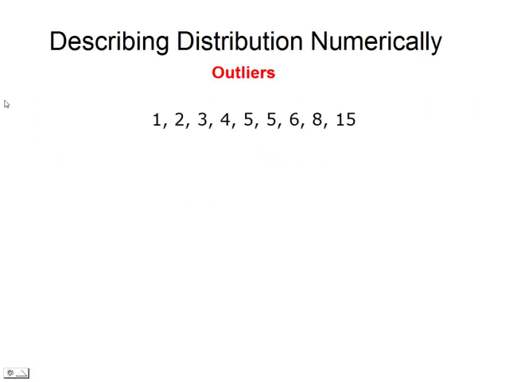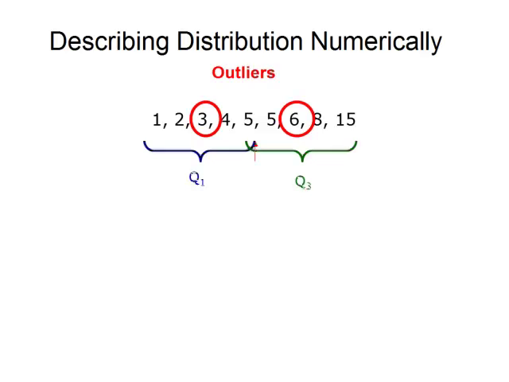Let's take the following data to determine if we have any outliers. The data is already in ascending order, so what we're going to do is find Q3 and Q1. So Q1 turns out to be 3, Q3 turns out to be 6. So what we're going to do is find our IQR. So Q3 minus Q1 equals 6 minus 3, which is 3.